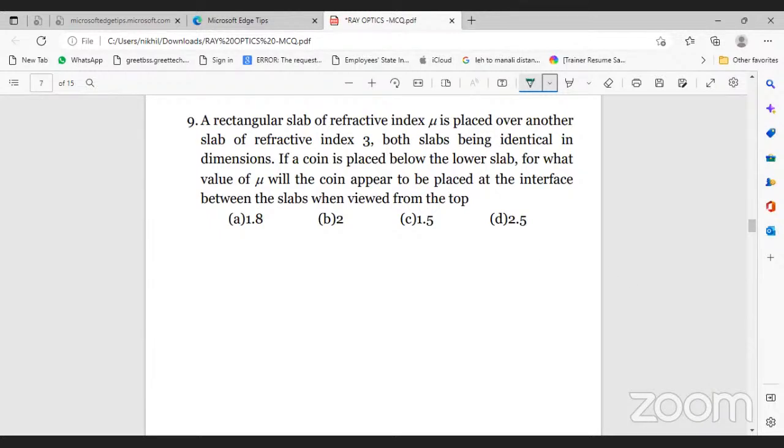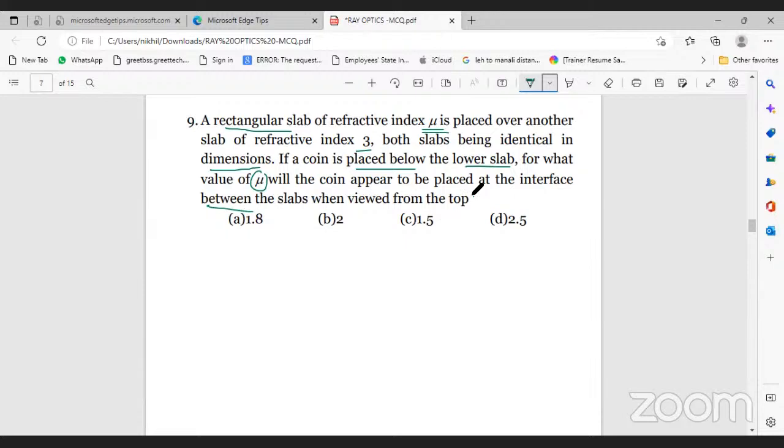There is a rectangular slab of refractive index mu, over another slab of refractive index 3. Both slabs are identical in dimension. If a coin is placed below the lower slab, for what value of mu will the coin appear to be placed at the interface between the slabs when viewed from the top?